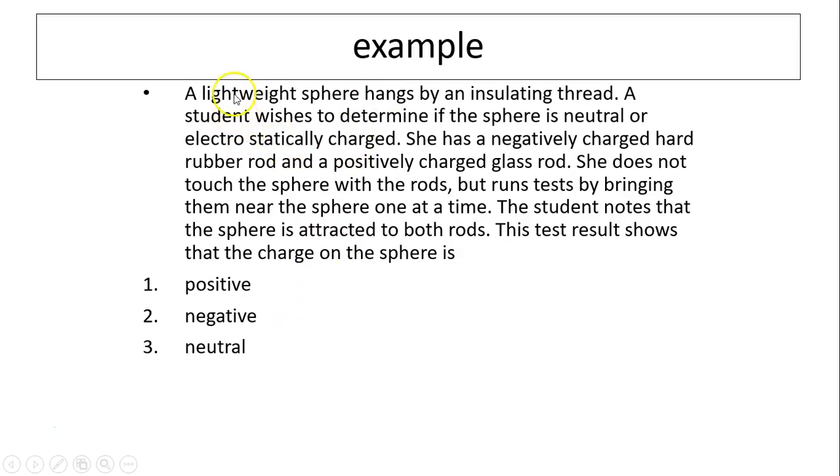Let's take a look at this example. A lightweight sphere hangs by an insulating thread. A student wishes to determine if the sphere is neutral or electrostatically charged. She has a negatively charged hard rubber rod and a positively charged glass rod. She does not touch the sphere with a rod, but runs tests by bringing them near the sphere one at a time. The student notes that the sphere is attracted to both rods. This test result shows that the sphere has to be neutral, because only neutral objects attract both positive and negative charged objects.